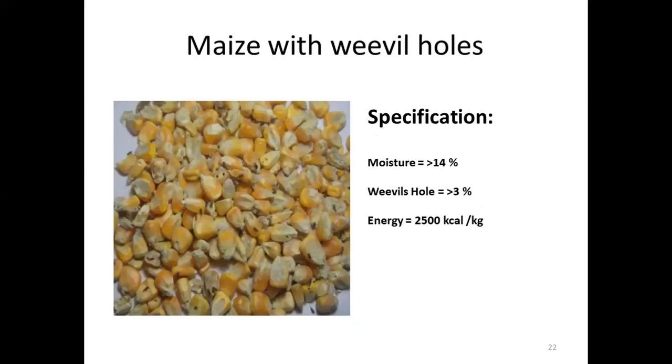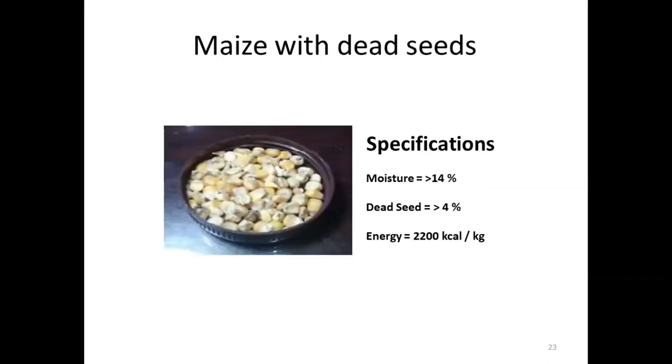Similarly, if there are weevil holes, then it will drastically reduce the energy value of the maize, like more than 3% weevil holes. And if live weevils, live insects, are there, with more than 14% moisture, then such maize will have a low energy value, like 2500 kilocalorie per kg only. Similarly, with dead seeds also. Dead seeds are also poor sources of carbohydrate, so they will supply low energy, around 2200 kilocalorie per kg.